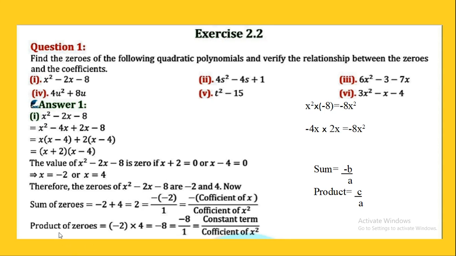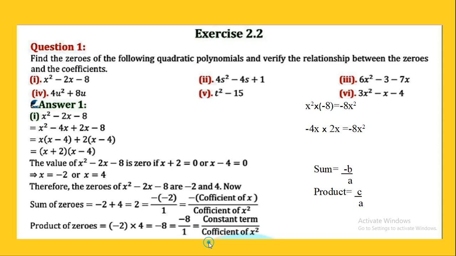Thus we will get that the product of the zeros is equal to constant term by coefficient of x square. Thus we verified the relationship between the zeros and the coefficients of the polynomial.